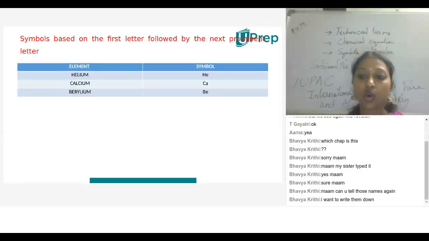I have a doubt. Yes, Bhavya. Ma'am, for boron, the symbol is B, right? Yes, for boron it is B. Can we write that in the chart? Definitely, why not? I have given only a few examples. If you know how many you want to write, just note them down. Very good.